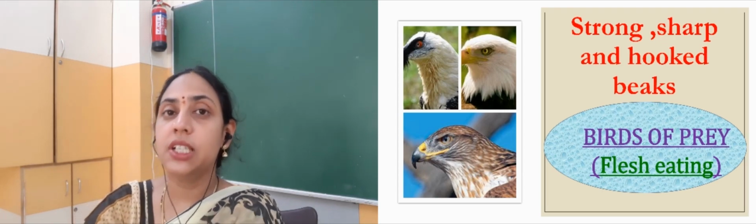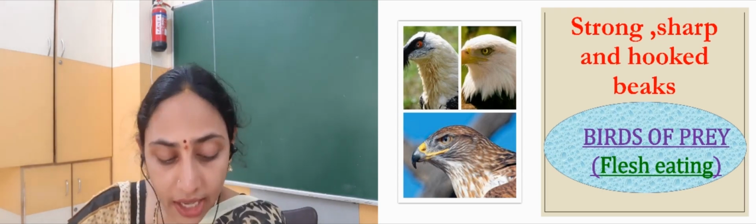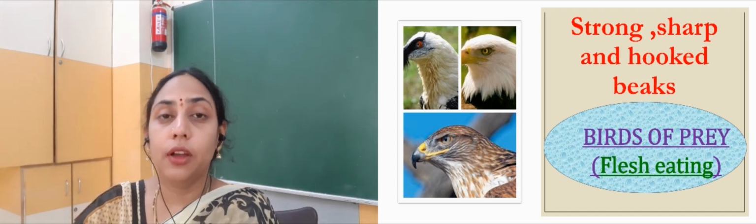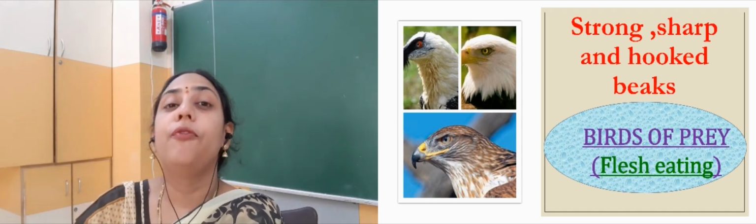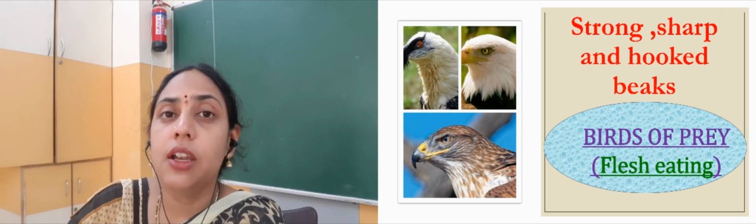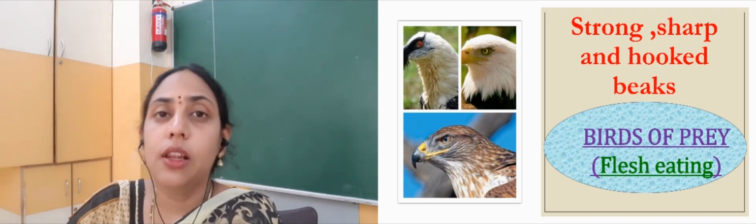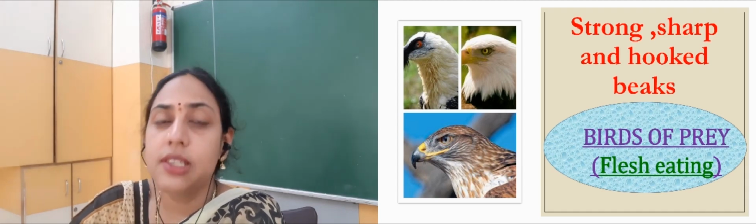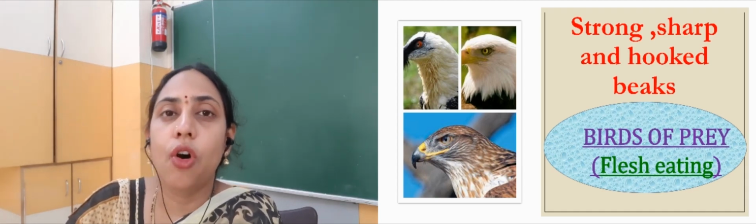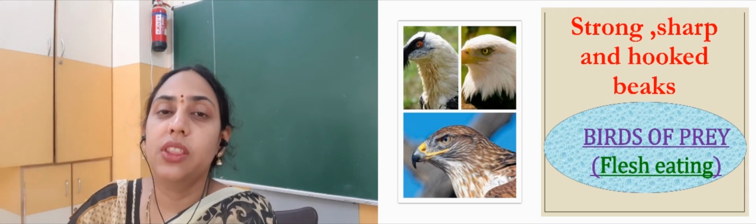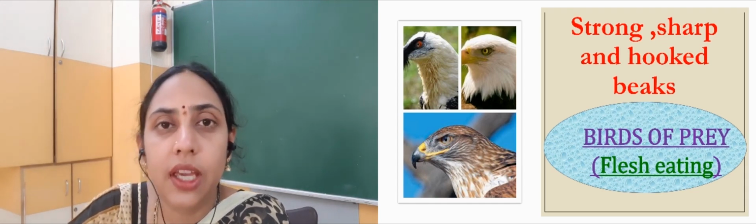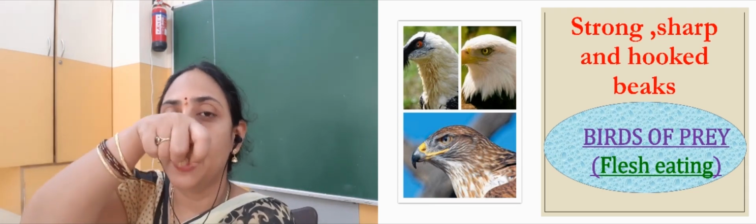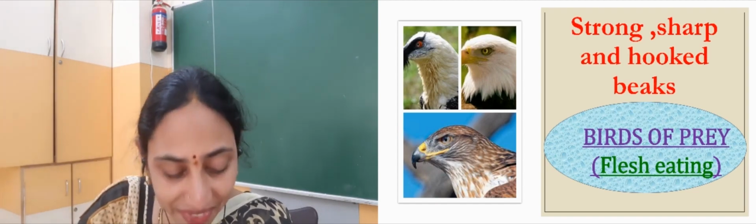So these birds are also called birds of prey. Now birds of prey means flesh eating birds, right? So birds like eagle and vulture are also called birds of prey, because they eat the flesh of other animals with the help of their strong, sharp and hooked beaks, right?